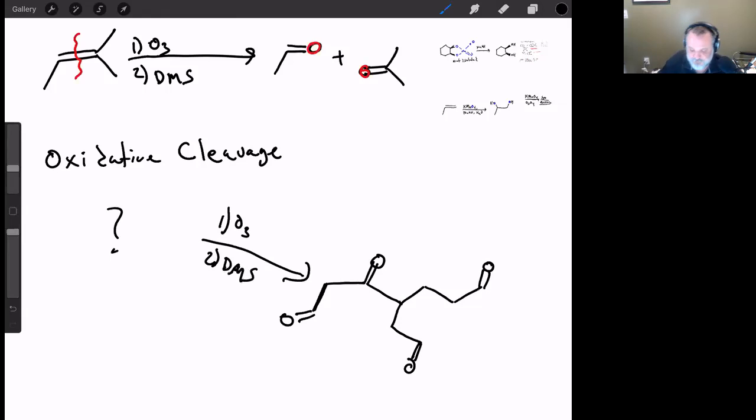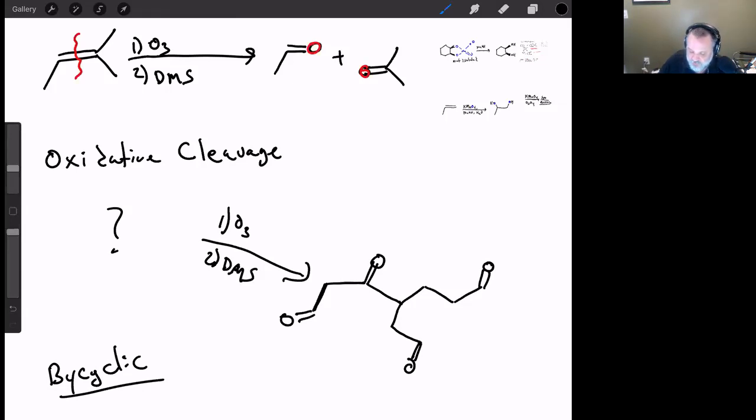What was this? What was the starting material for this? It's bicyclic. What's the starting material for this? It's bicyclic. So this is a challenge.